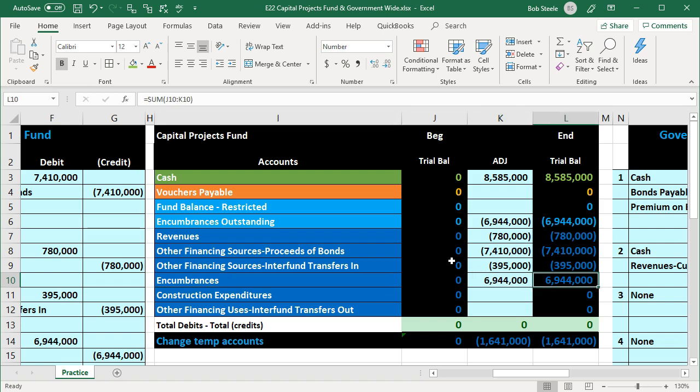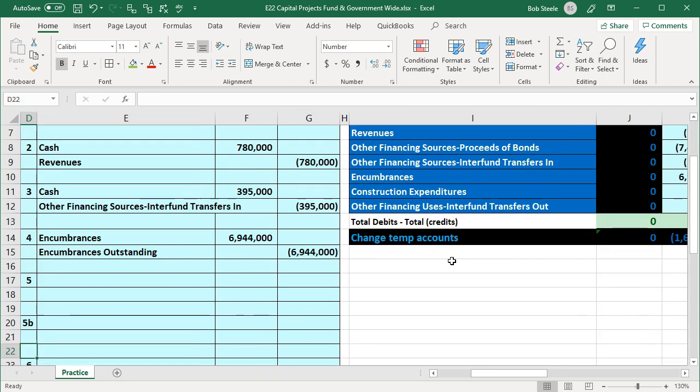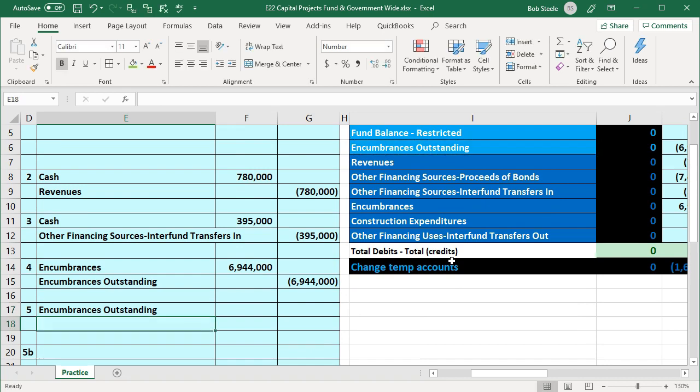So the encumbrances is on the books as a debit, and then the other side, of course, is encumbrances outstanding. Those two always equal and opposite. We're going to reverse them exactly. So we're going to scroll back down, and we need a debit to the encumbrances outstanding, and then the credit is going to go to encumbrances. There's our transaction.